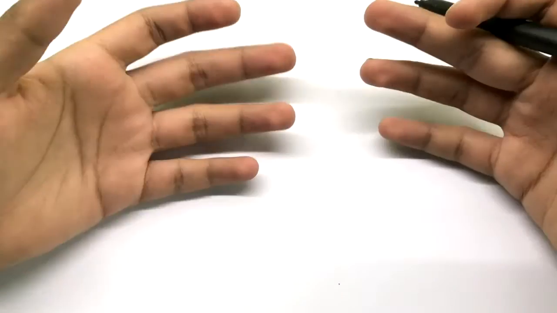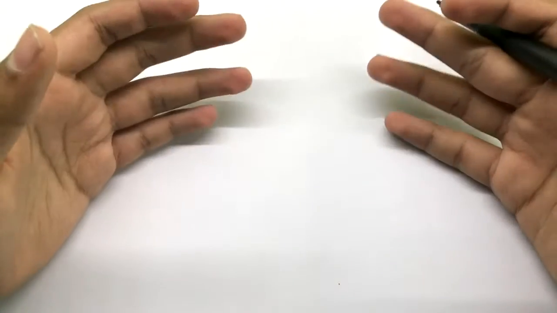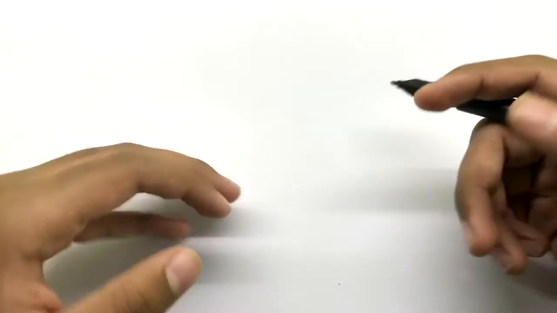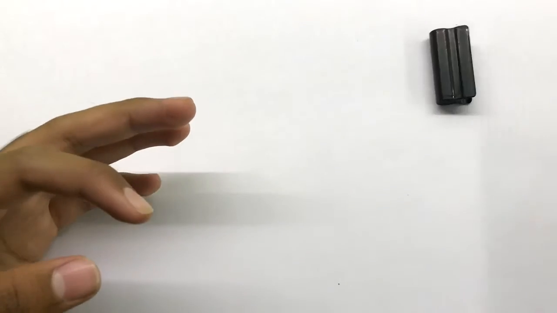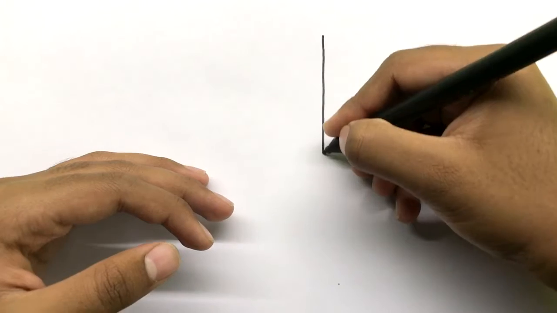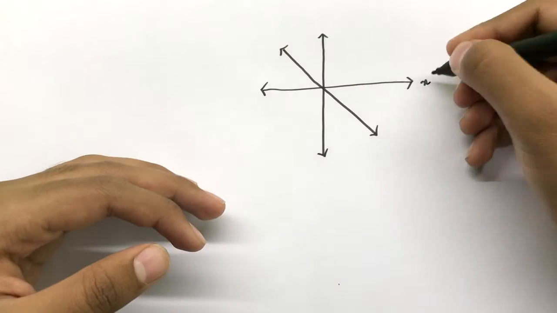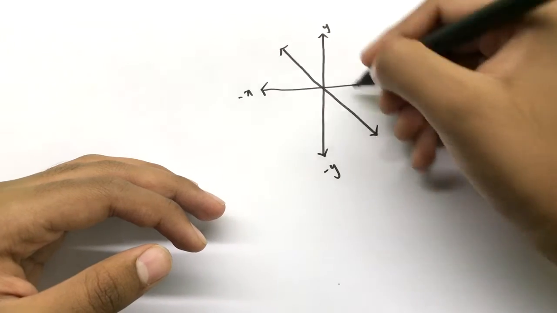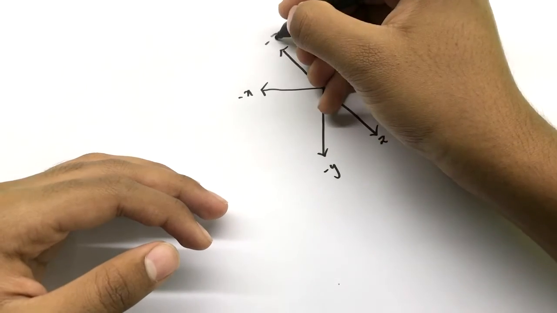So welcome to part 3 of vector algebra, and in this video we're going to be seeing how to find the magnitude of a given vector. We're going to start off with a simple example from the previous video, and the first thing of course is drawing our Cartesian plane. So there's x, negative x, y, negative y, z and negative z axis.